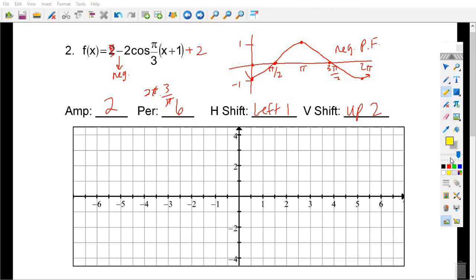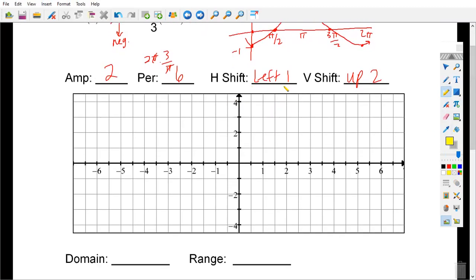So where is my starting point for my wave? And where is my axis for my wave going to be now? So my starting point is going to be at... I went left 1, right? So I'm going to... And this is going to be... Okay, that's all I asked was where my, okay?